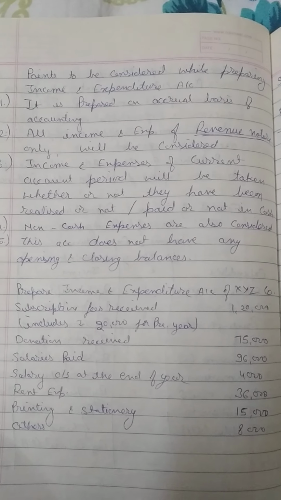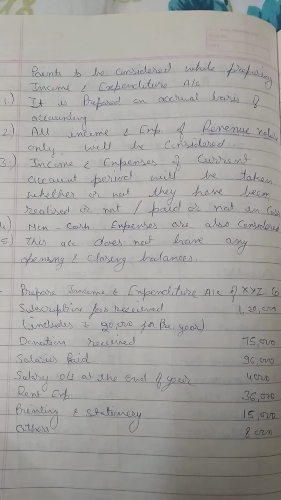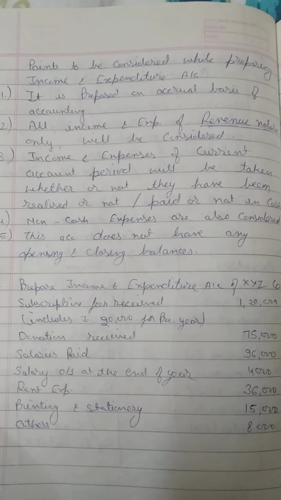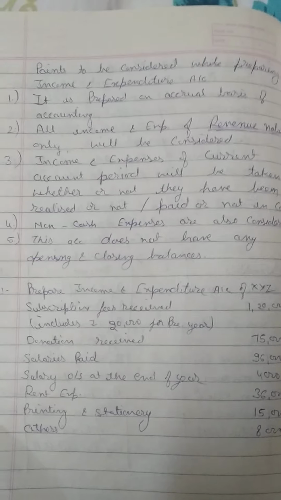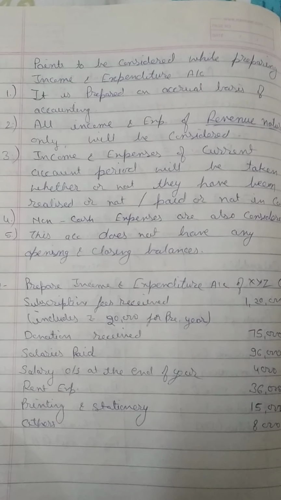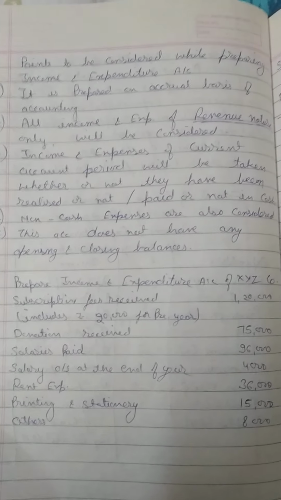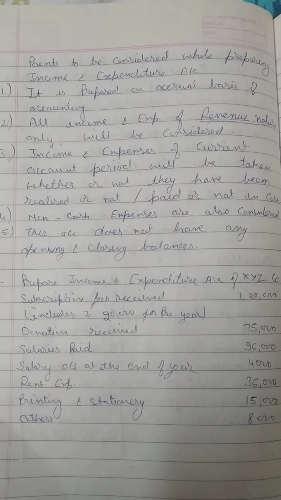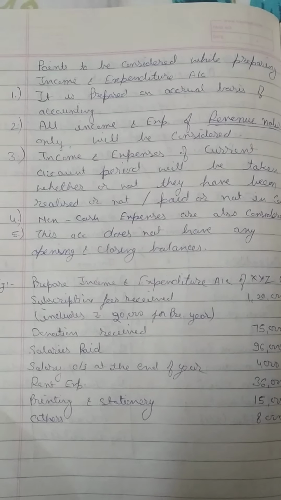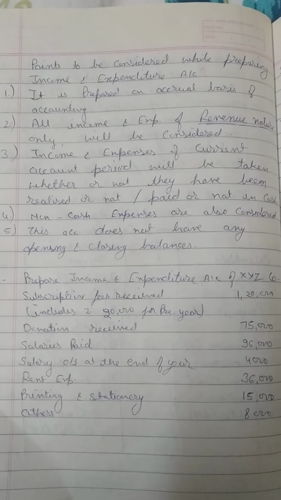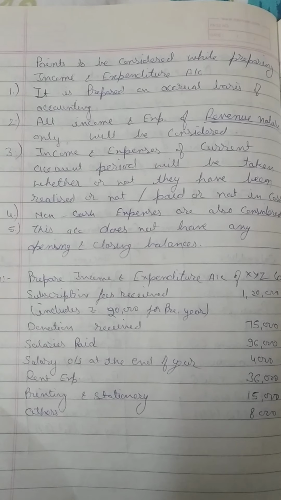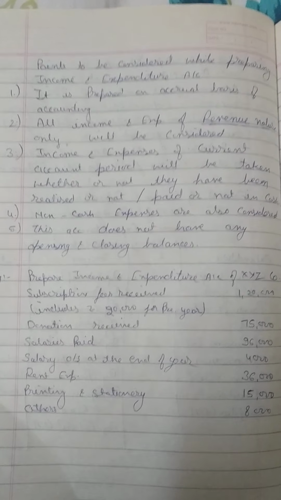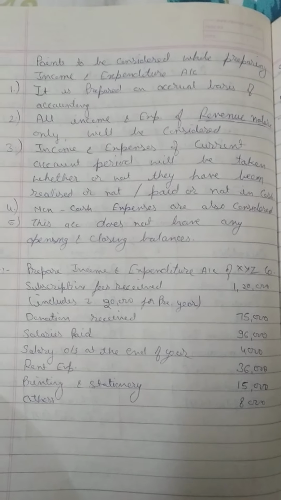Second point, all income and expenditure of revenue nature only will come in this account. Any receipt of capital nature, like a specific grant or a specific donation, will not come in the income side of the income and expenditure account. Further, income and expenses of the current accounting period will only be taken, whether they have been realized or not, or whether they have been paid in cash or not. Non-cash expenses are also considered, like depreciation, amortization expenses, etc. This account doesn't have any opening and closing balances like the receipt and payment account.